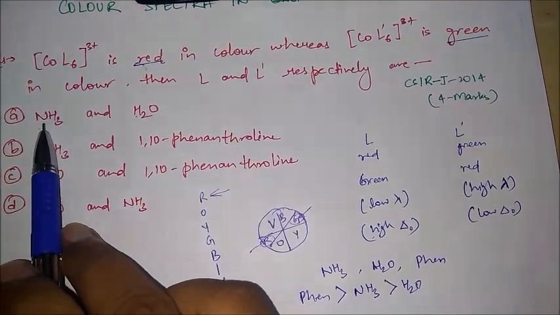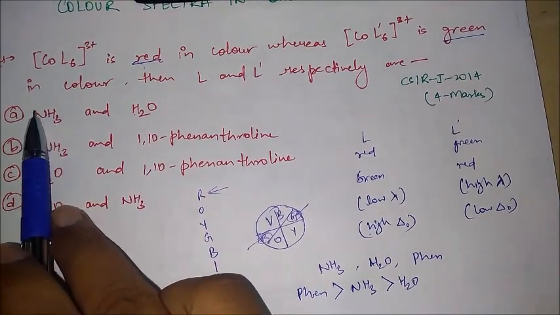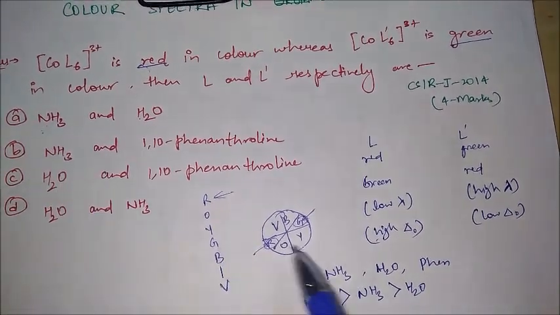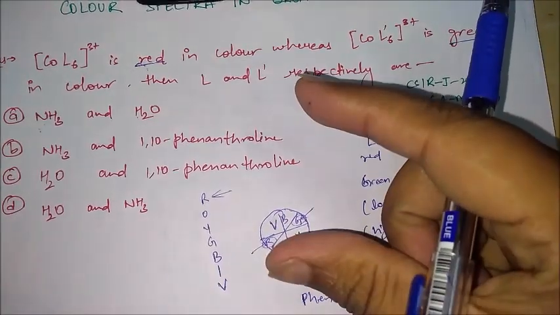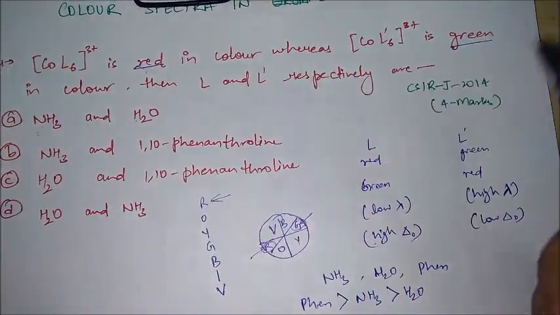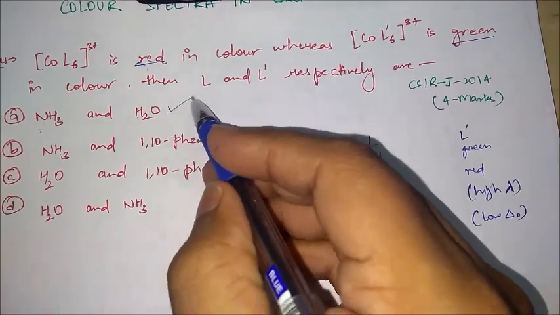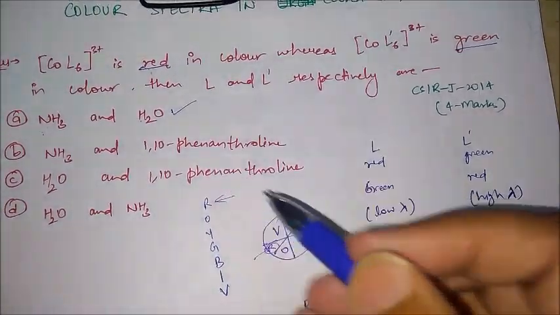If you look at the first option, we have NH3 ligand. So NH3 is a strong ligand, so it will be having higher splitting, more splitting. More splitting means high delta O. So it satisfies what we have to get.